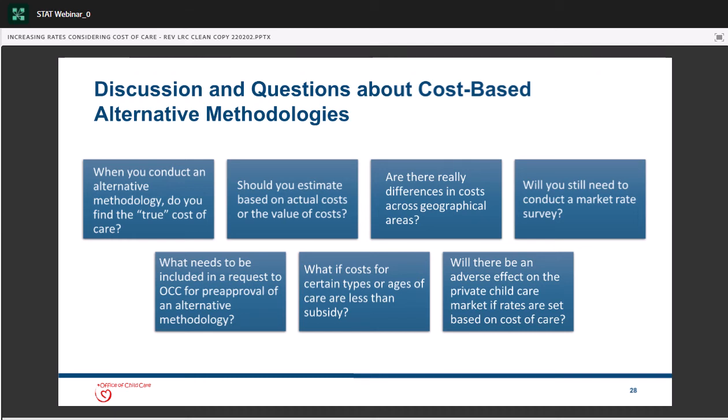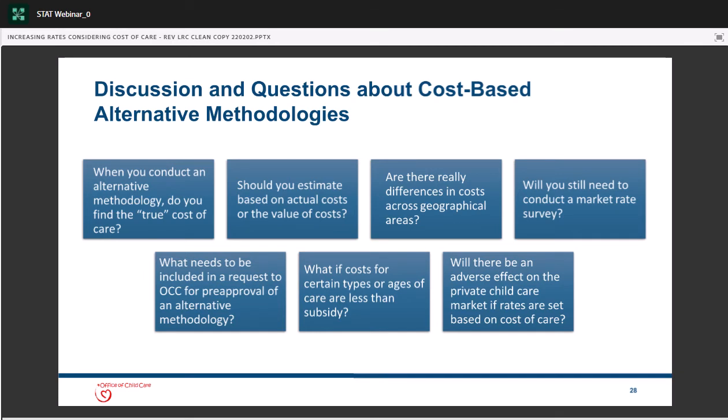Does a cost-based alternative methodology really help us find the true cost of care? Unlike conducting a market rate survey where providers most often have one published price they charge for care for different ages, and that rate can easily be compared to other prices, there are many different costs that the various providers may have. Different salaries, different occupancy costs, different in-kind supports, and different methods of grouping children by age group as examples. As you are learning and conducting a cost-based alternative methodology, there are many subjective assumptions that lead agencies make in estimating cost of care.